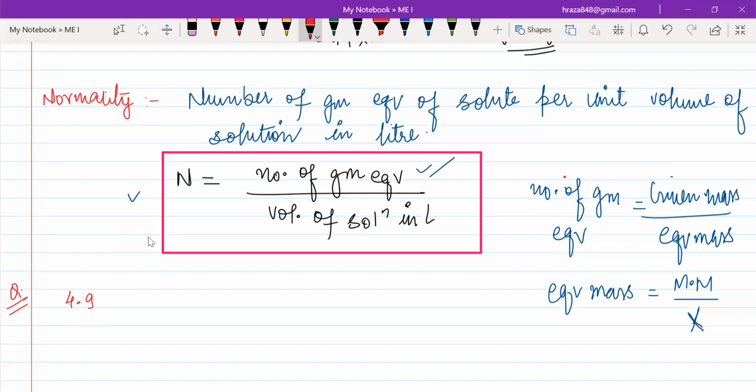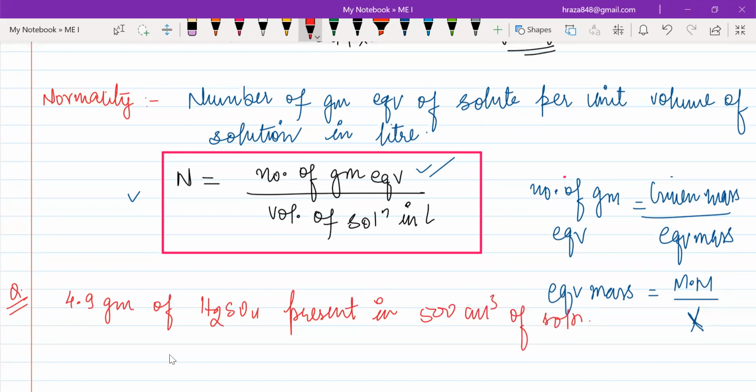The same question basically. 4.9 gram of H2SO4 present in 500 centimeter cube of solution. Calculate normality. Please do, and let me know the answer.